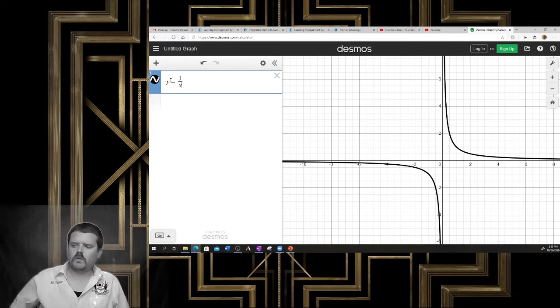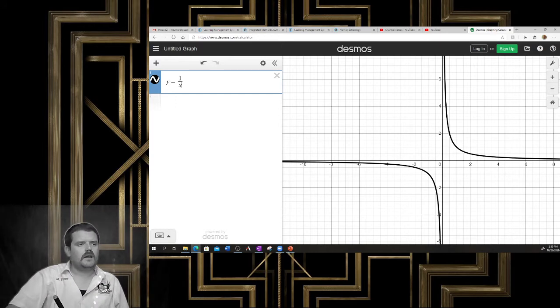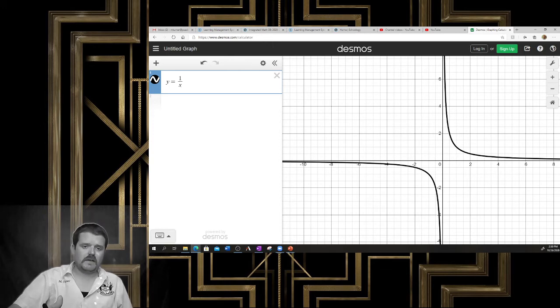So a couple of things we want to note here with a rational function. The first is that if I look here, I have what are known as asymptotes. An asymptote, if you recall, is a line that the graph approaches but never crosses. Specifically with rational functions, we have two. We have a vertical asymptote going up and down, and we have a horizontal asymptote going left and right. A couple of things on that.